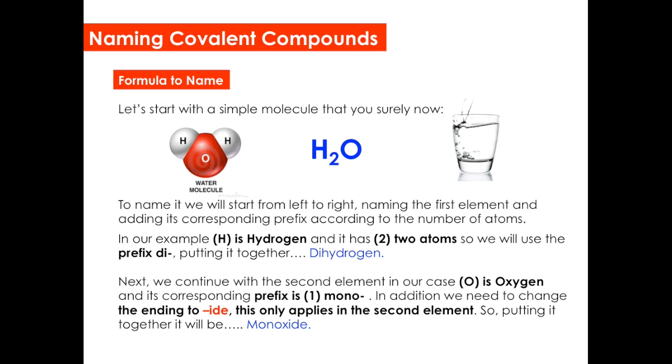Next, we continue with the second element. In our case, O is oxygen, and its corresponding prefix is 1, mono. In addition, we need to change the ending to IDE. This only applies in the second element, so putting it together, it will be monoxide. And the name of our molecule is dihydrogen monoxide.